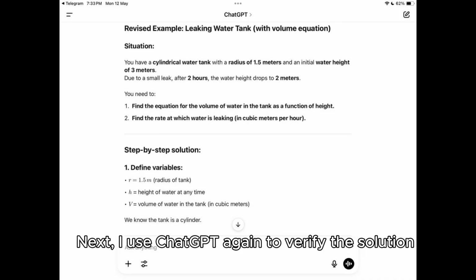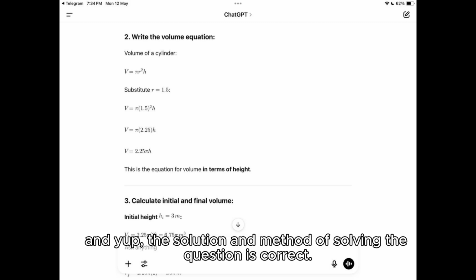Next, I used ChatGPT again to verify the solution, and yup, the solution and method of solving the question are correct.